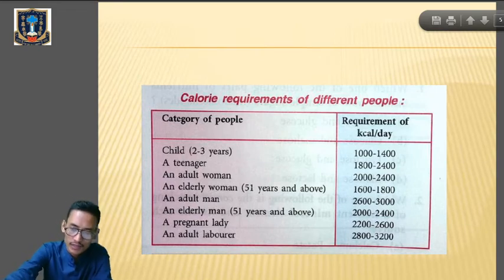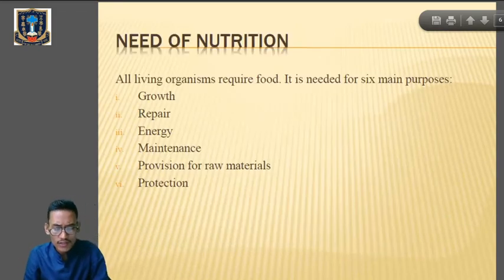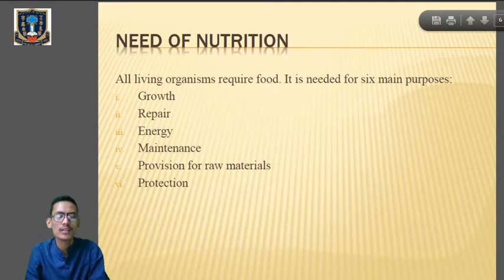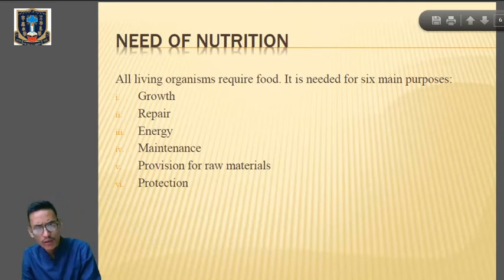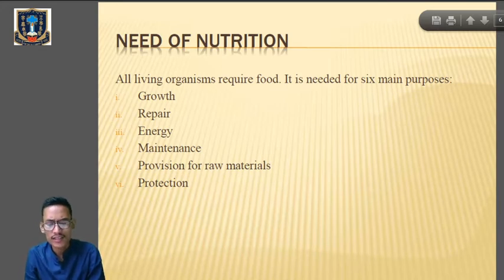Now, what is the need of nutrition? Because we are saying that in nutrition we are taking the food components which are essential for the growth of plants or animals. But why is there a need of nutrition? All organisms require food, that is true. It is needed for 6 main purposes. Now what are those purposes?